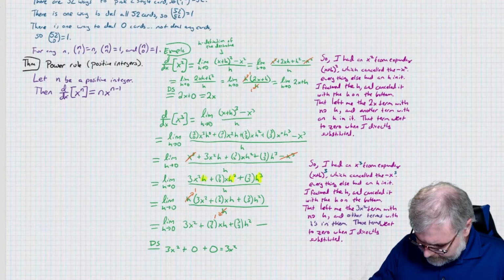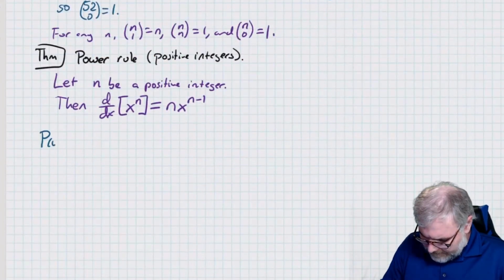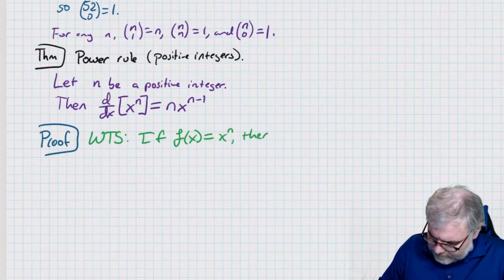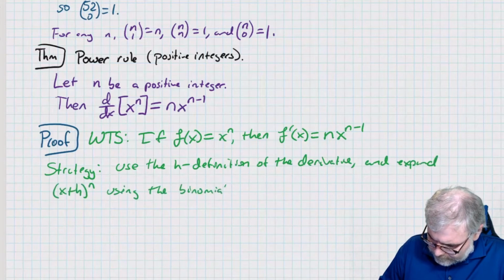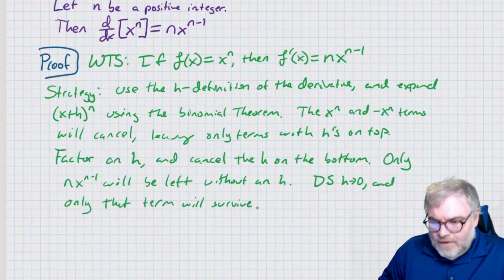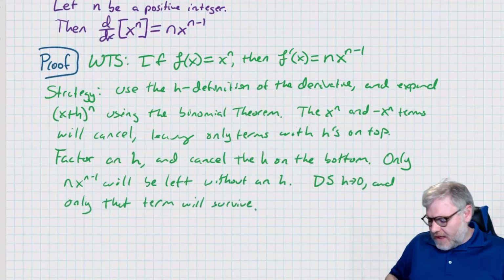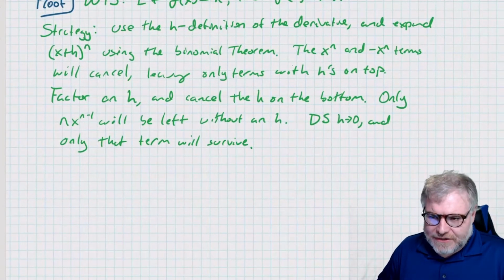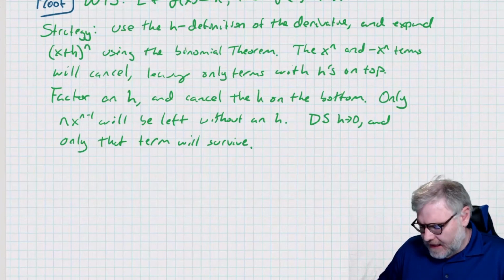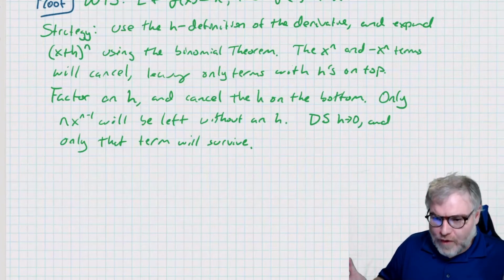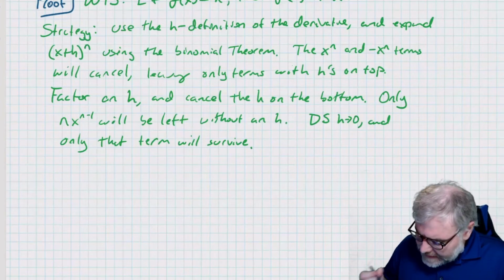So let's prove it. And that's going to be my strategy. So what is it I want to show? So kind of a long strategy and introduction. I probably didn't need to write all this. I could have probably just said strategy: use the h definition of the derivative and the binomial theorem on x plus h to the n, and then obey the consequences. Everything else just kind of flows from those two directions. So let's go ahead and prove it.